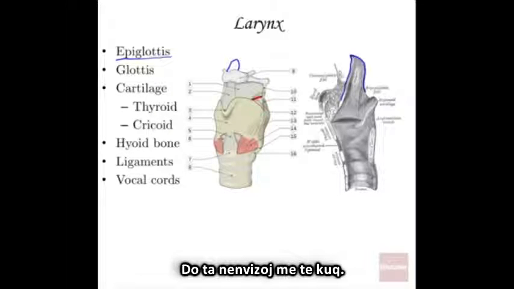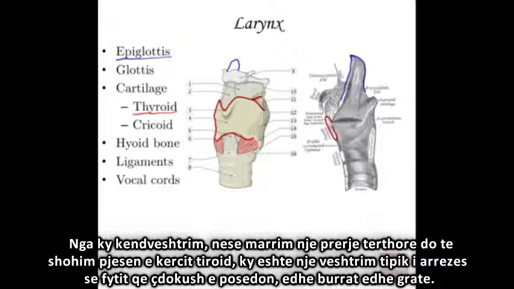I'm going to do that in red. So here is the thyroid cartilage. And from that side view, if you were to take a cross section through it, we're seeing part of the thyroid cartilage right here. So that is that typical looking Adam's apple that everyone has, not just men.